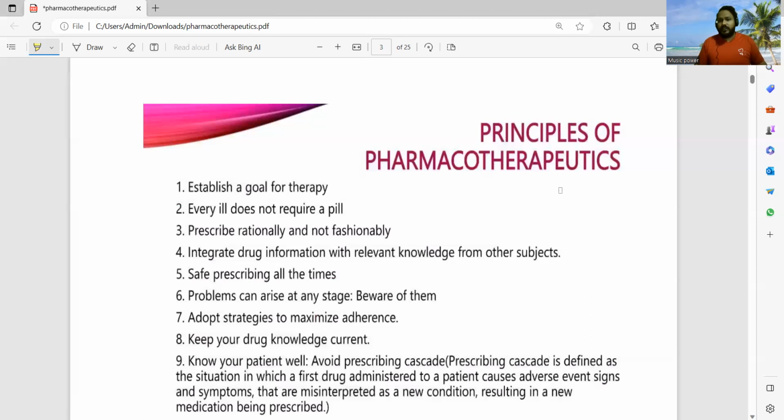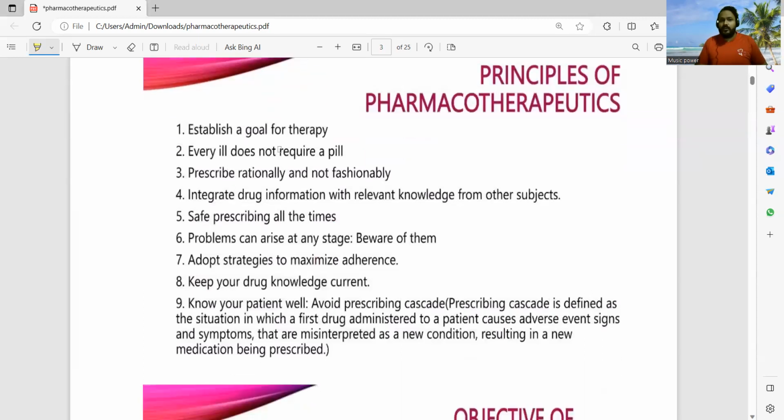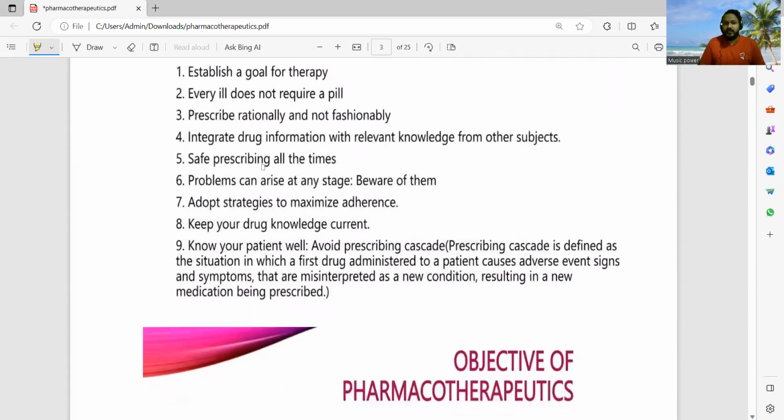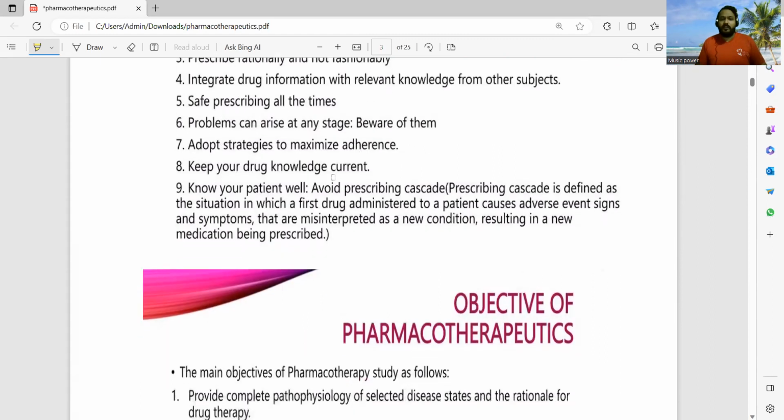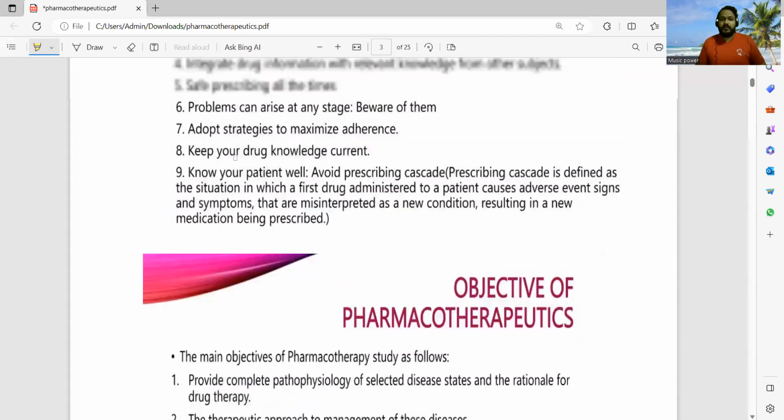Now the principles of pharmacotherapeutics: establish a goal for therapy. Every ill does not require a pill. Prescribe rationally, not fashionably. Integrate the drug information with relevant knowledge from other subjects. Safe prescribing at all times. Problems can arise at any stage; be aware of them. Adopt strategies to maximize adherence. Keep your drug knowledge updated.